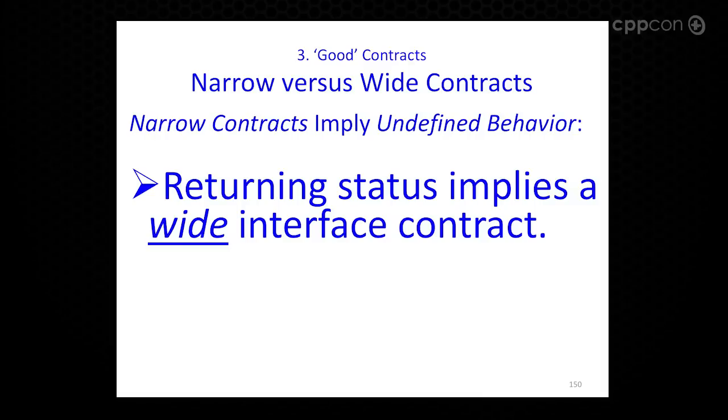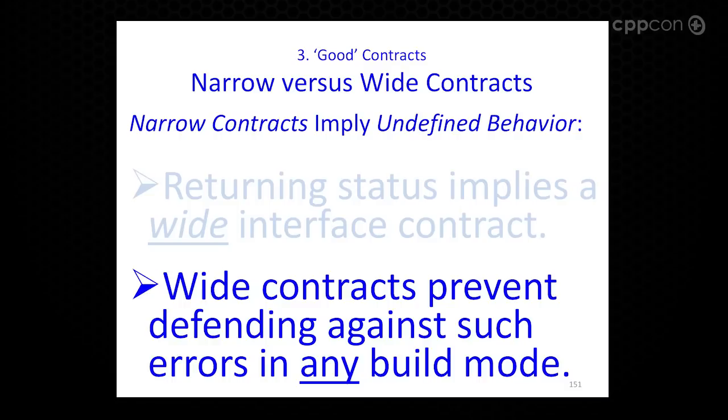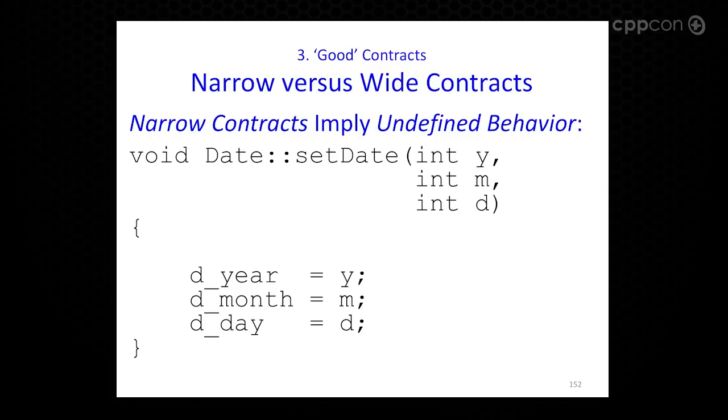What I would do in real life is I would say set year, month, day. That would be the name of the function, followed by 3 integers for year, month, and day. That's really what I would do. But I did this to make another point. But yes, returning status implies a wide contract, and wide contracts prevent us from defending against this in any build mode. So we don't want to do that.